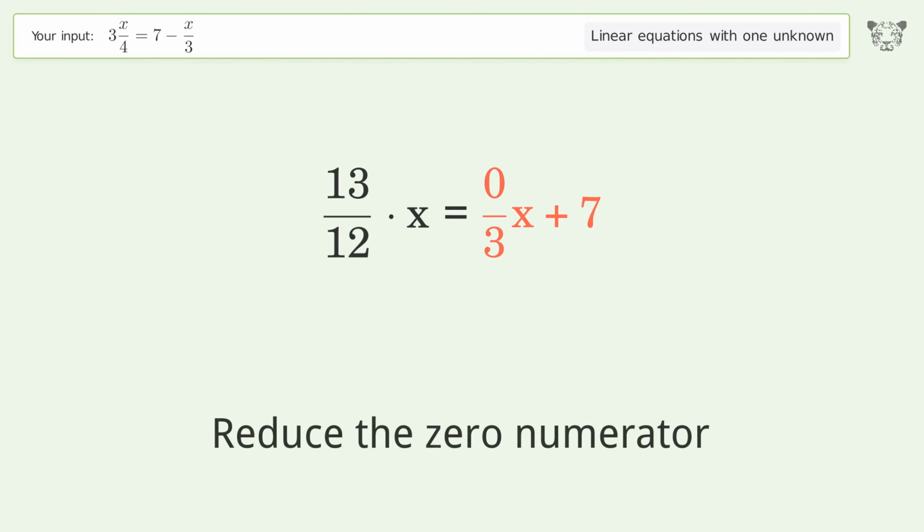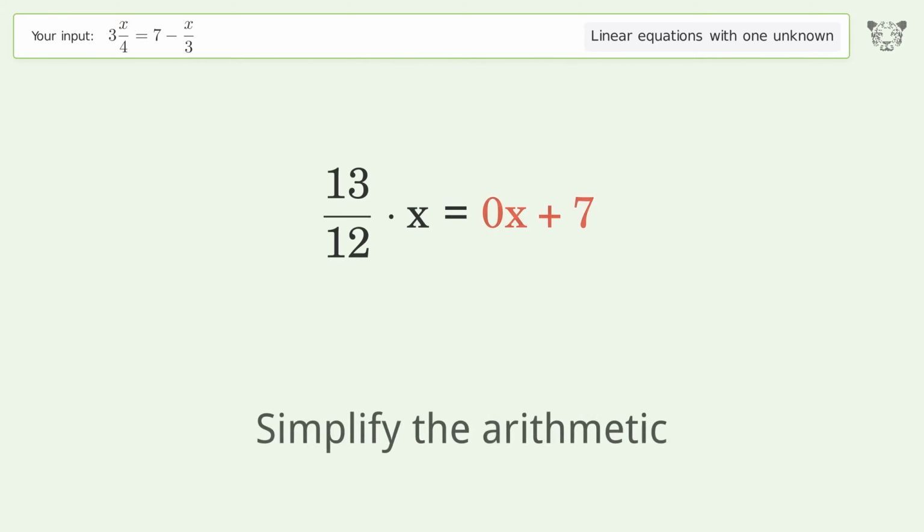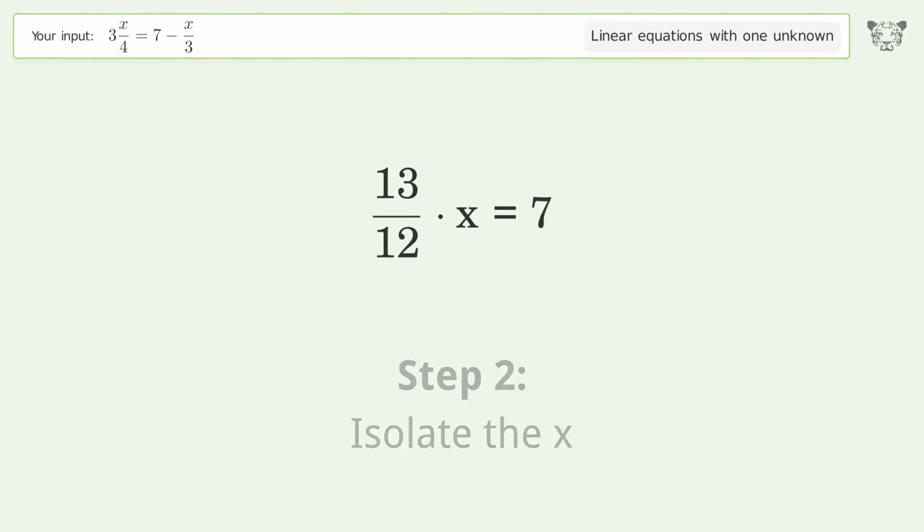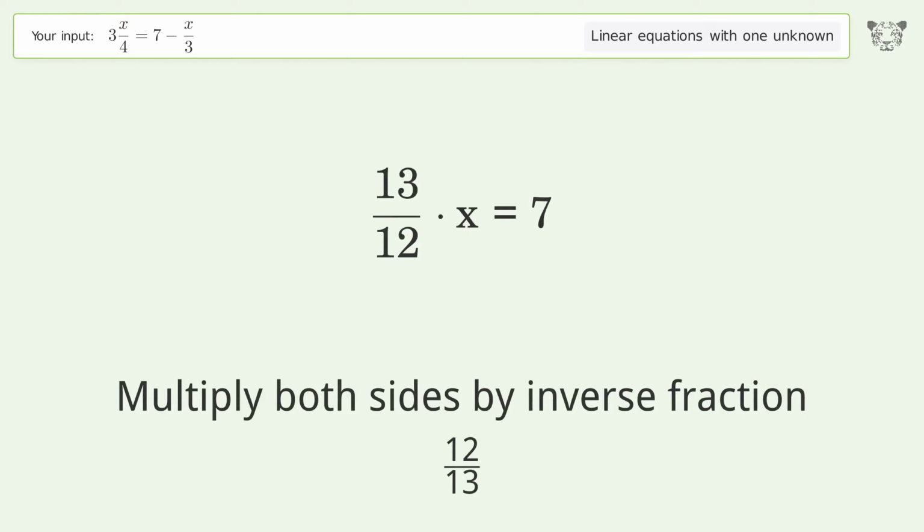Reduce the zero numerator. Simplify the arithmetic. Isolate the x. Multiply both sides by inverse fraction 12/13.